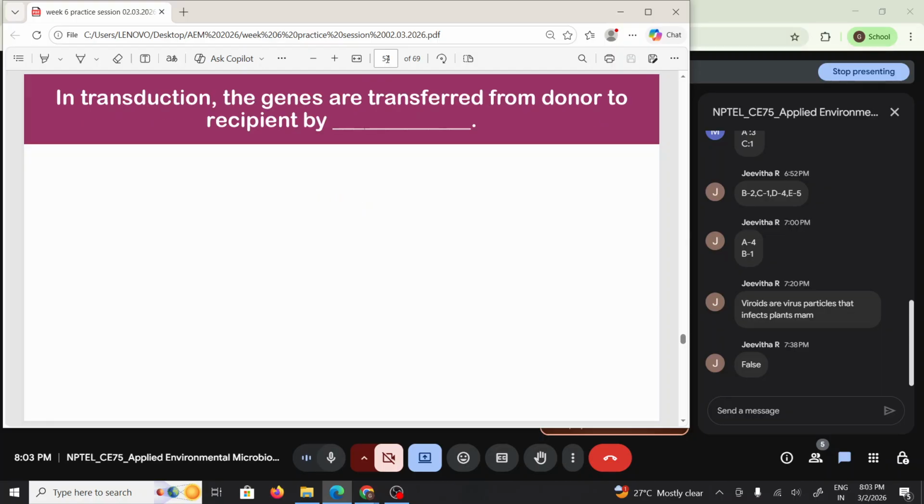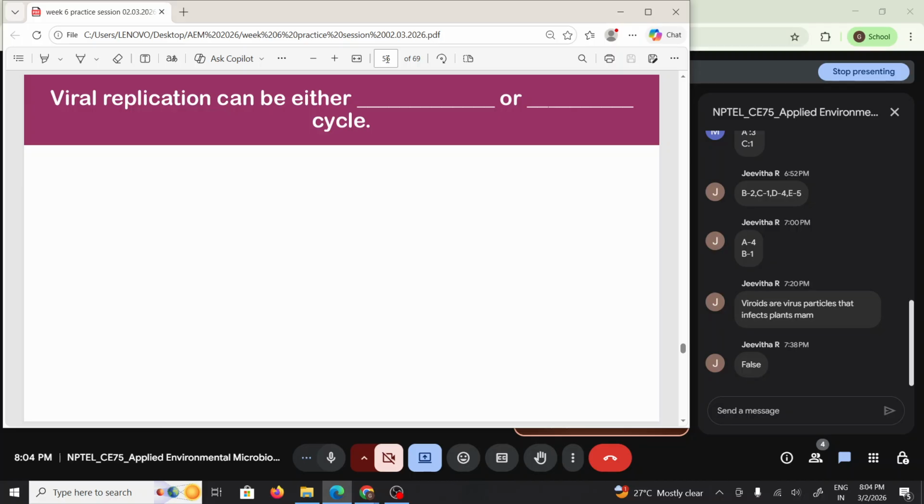And similarly, we have seen transformation, transduction, and all in one of the slides in the previous session as well. In transduction, the genes are transferred from the donor to the recipient with the help of bacteriophages. In the last class we saw horizontal and vertical gene transfer. We saw what transformation is. We saw the use of pili and so on. In transduction, there are just phages that help in the transfer of genetic material from one organism to another. So yes, if you have studied some viral microbiology, you could have known the answer.